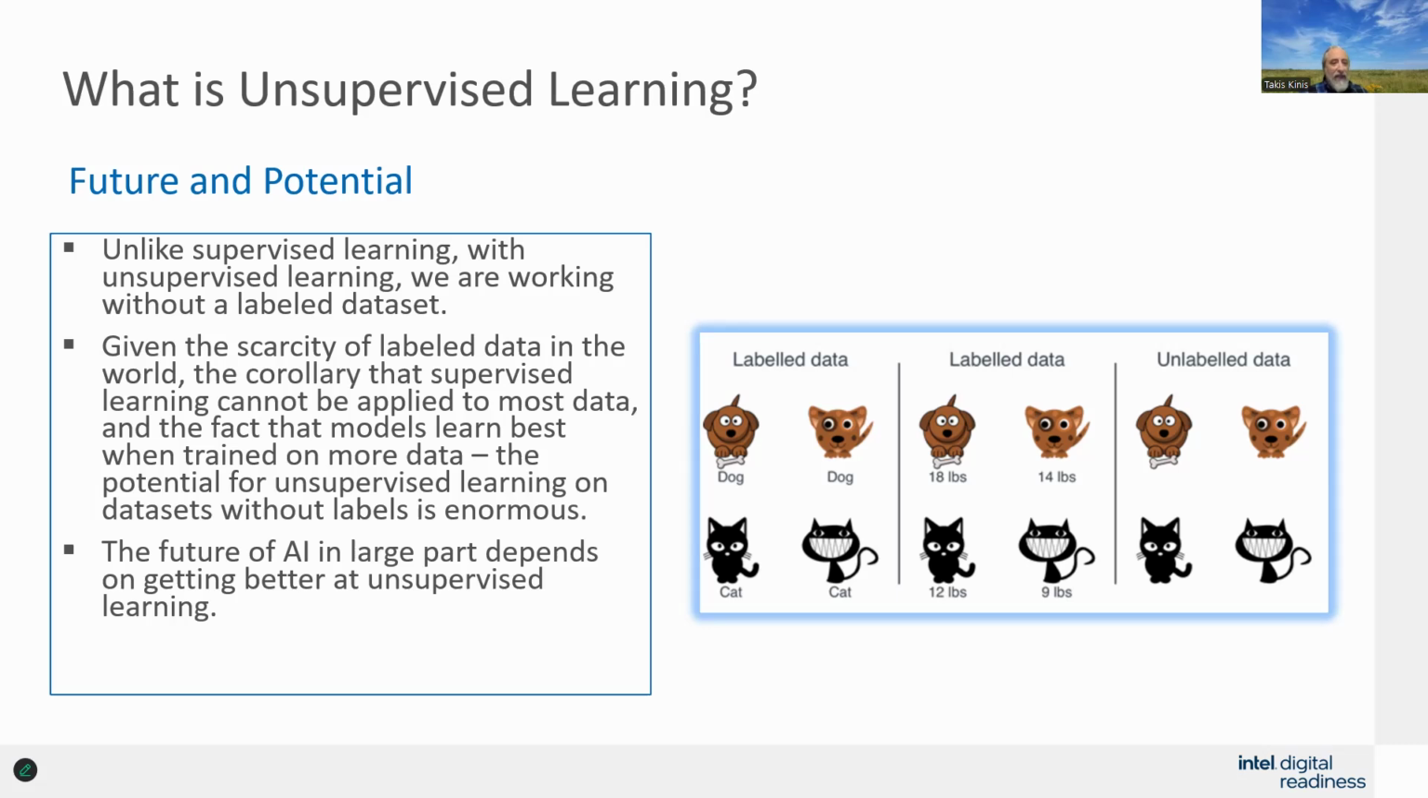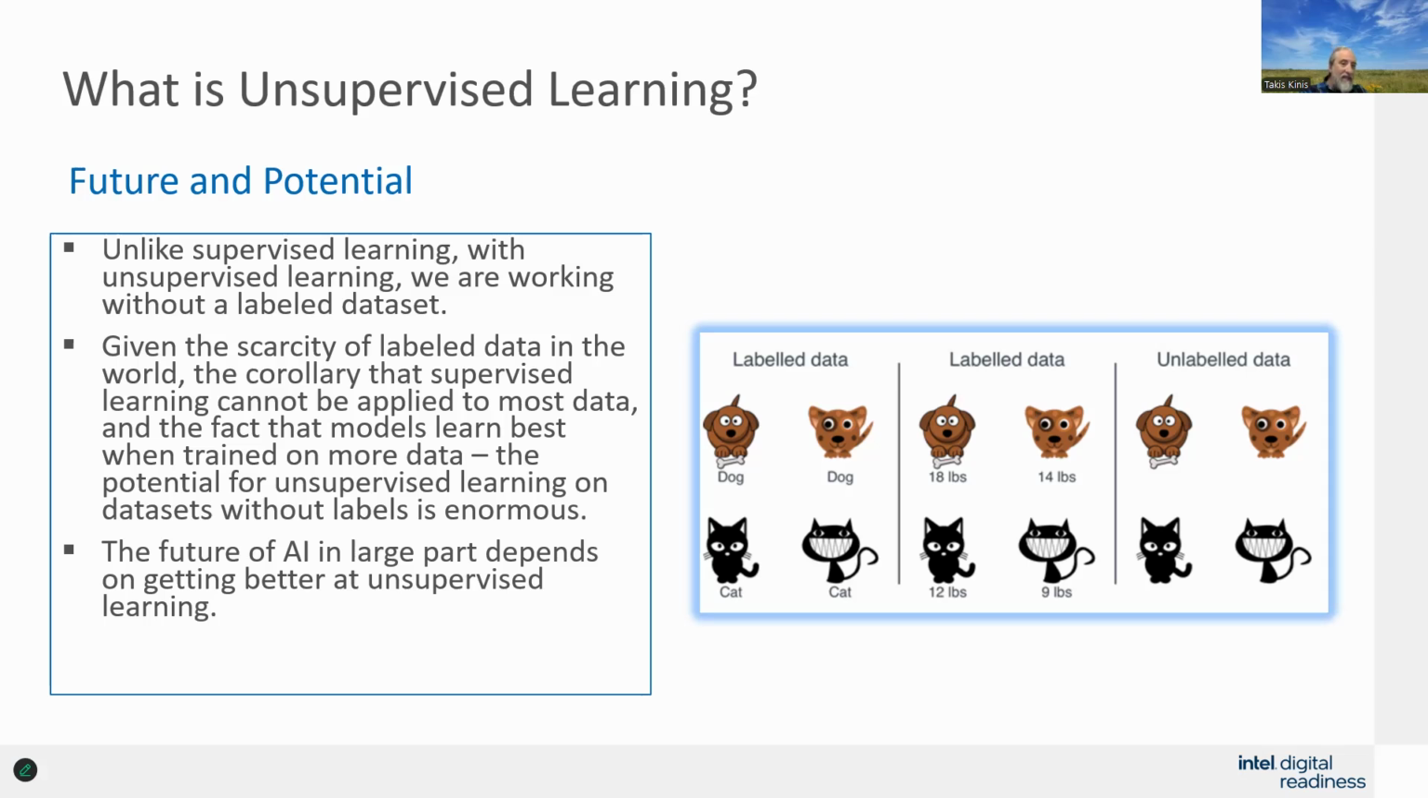Okay, we said that. It says, given the scarcity of labeled data in the world, right? So this is why it makes sense. The corollary that supervised learning cannot be applied to most data, and the fact that models learn best when trained on more data. So the fact that most of the world gives us information, or we gather information, that's not labeled. Like, we collect information from nature, where it's not telling you what it is. We're just gathering the information, or we're looking at pictures of space, and we're gathering data on that. We have no labels to tell us what it is, right?